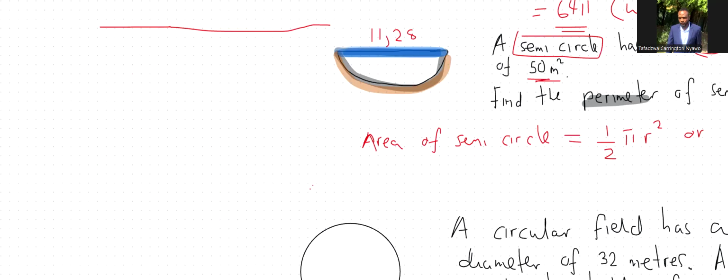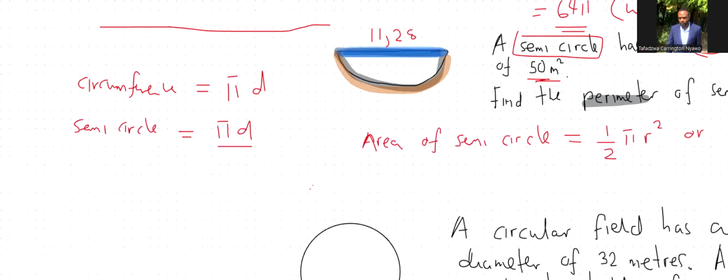So we know that the formula for the circumference of a full circle is equal to pi times diameter. All right, so this is the formula for the whole circle. Since this is a semicircle, the formula now is going to be pi times d divided by 2. All right, that's what I'm going to do.